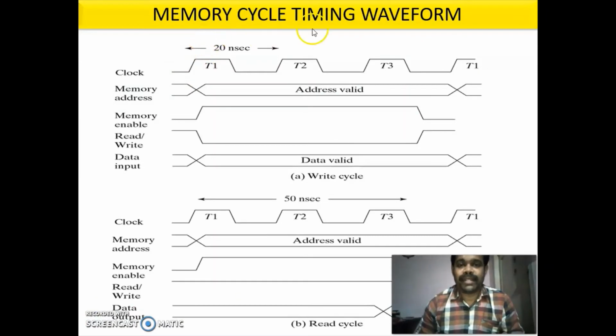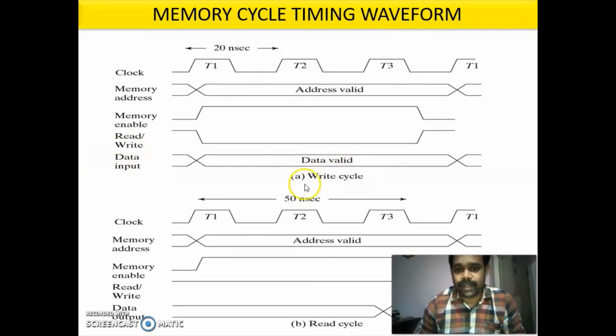This is a memory cycle time waveform, and this is the clock. So we are considering three clocks, T1, T2 and T3. So we are having three square waveforms. First this is nothing but the memory address, next one is the memory enable, then this is read/write, and this is the data input.